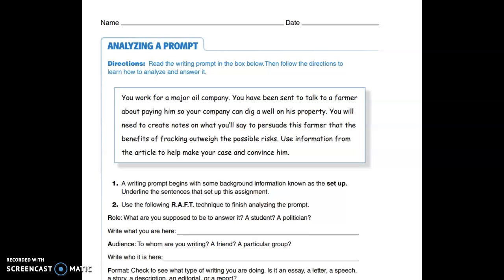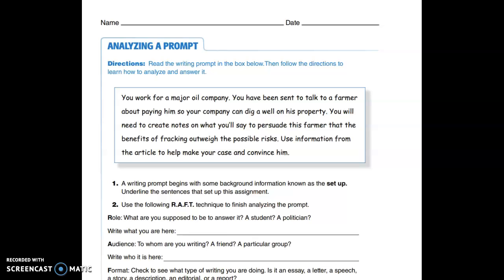Today we're going to be analyzing a prompt. A prompt might be something that you're asked to do on a standardized test or in an English class or in an application. You may be asked to analyze a prompt, which is a set of words that is telling you to do something. So make sure that you read the prompt a couple of times before you get to work.